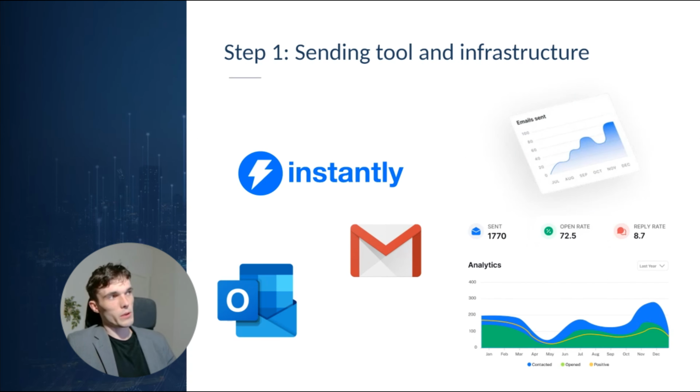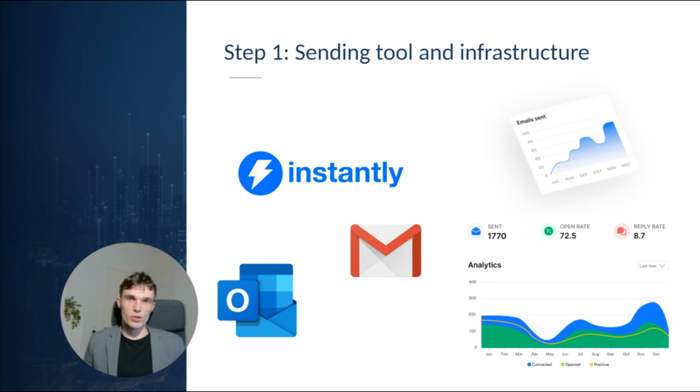So the first step here is finding a sending tool and building up an infrastructure. A sending tool is essentially a sequencer which is going to be sending out the actual emails automatically. How that works is you connect a bunch of email accounts to that sending tool. You then craft campaigns within the sending tool, and you can start sending out emails to prospects that you have uploaded to that specific platform.